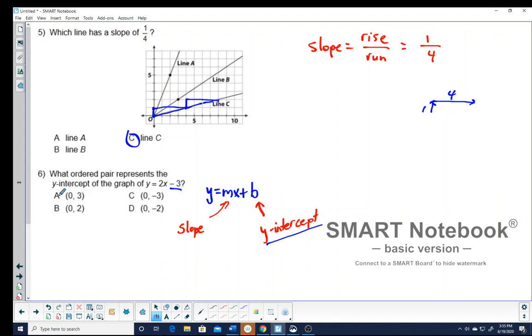This is +3, so you can eliminate that. That says 2, you can eliminate that. This says -2, you can eliminate that. So if the y-coordinate is -3, the x-coordinate is going to be 0. So C is your answer.